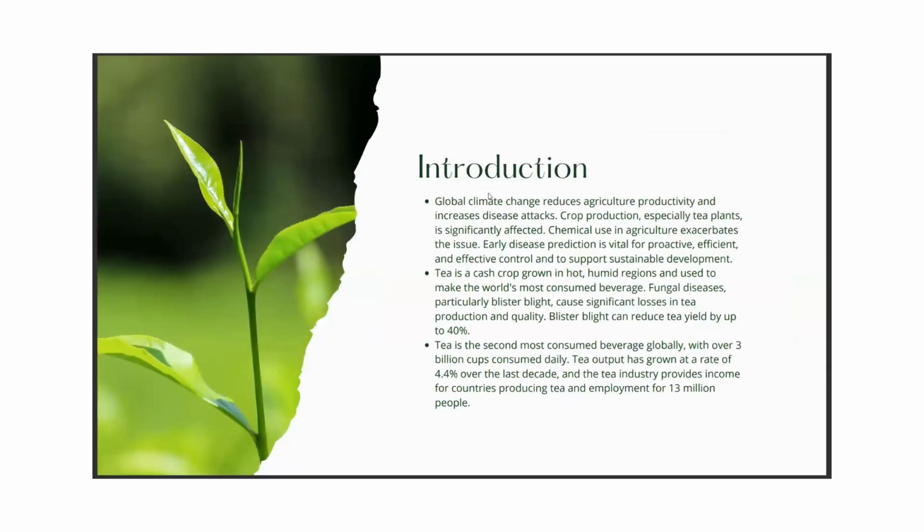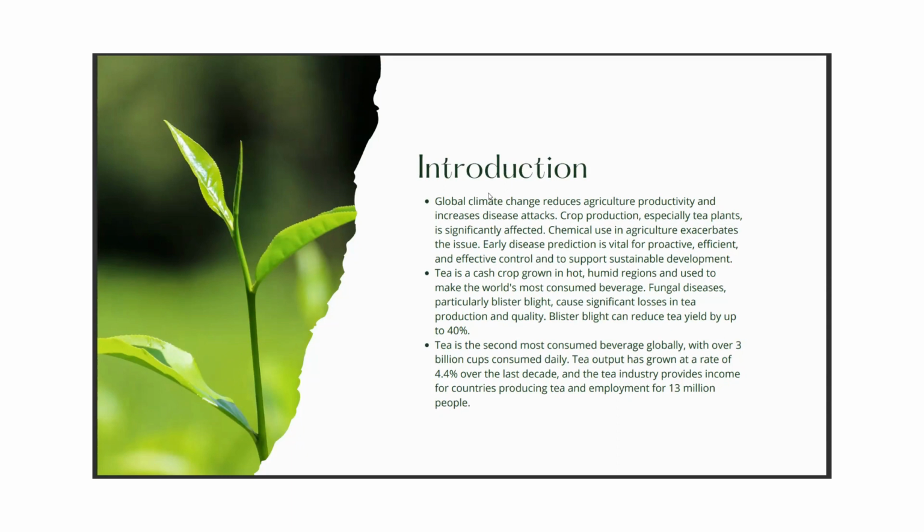Before we get into it, let us know why disease prediction is important to us. This is important because if we can detect a disease early, we can start the treatment early and have a better chance of curing the disease or preventing it from getting worse. And here we are focusing on a tea plant. Tea is a very important crop that is grown in both hot and humid areas, and it is also used to make the most popular beverage in the world.